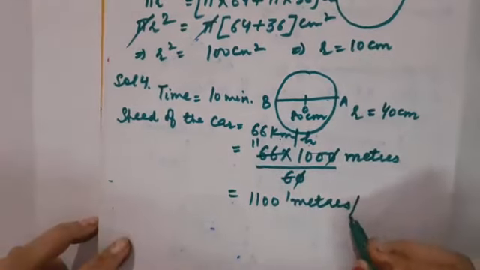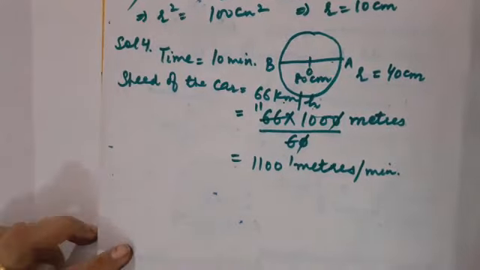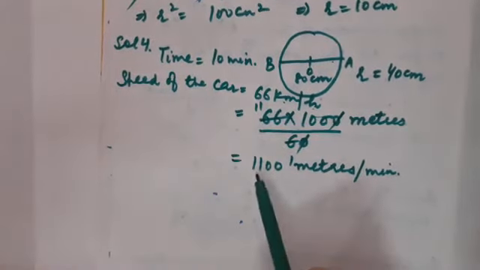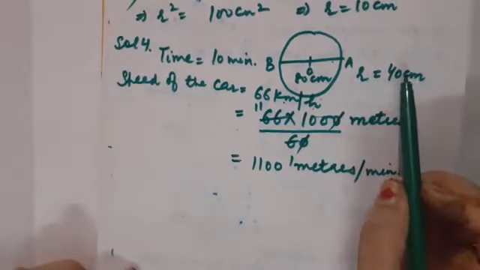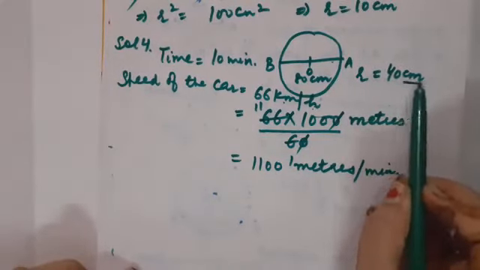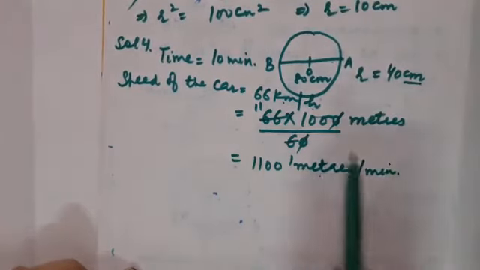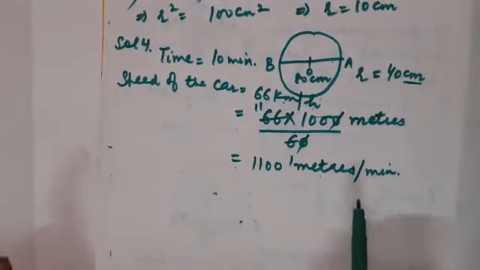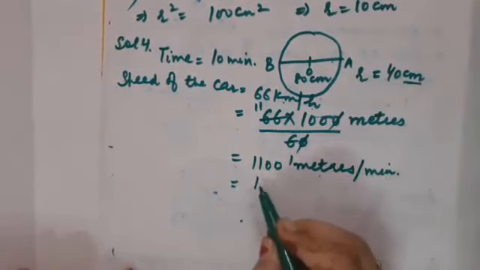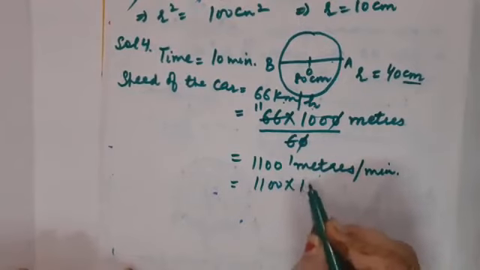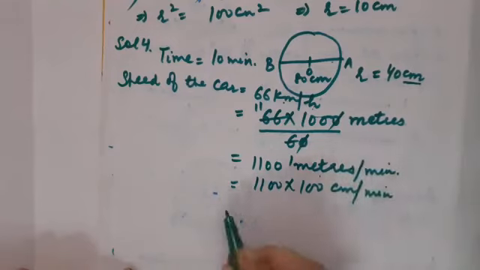It would become meters per minute. Yes or no? Now the speed of the car is 1100 meter per minute. But children, you just observe the unit which is used for radius. That is in centimeter. So now this meters will be converted into centimeter. If 1 meter is equal to 100 centimeter, then 1100 meters must be equal to 1100 into 100 centimeter per minute. Yes or no?